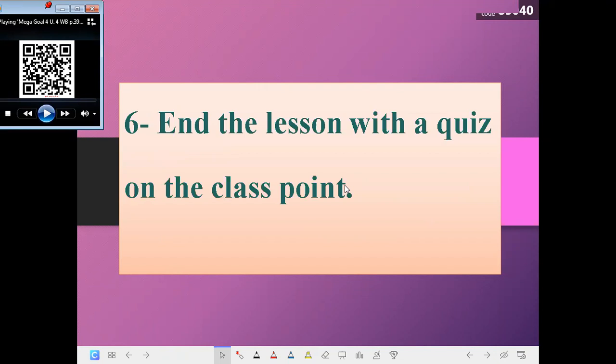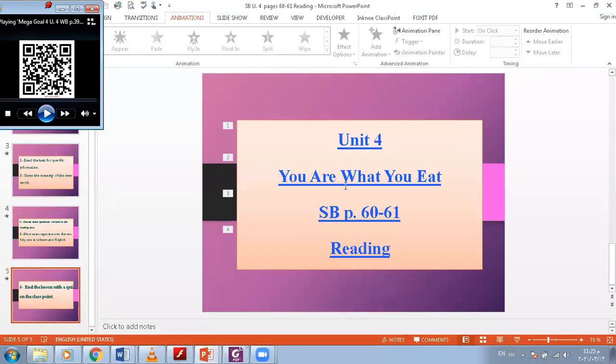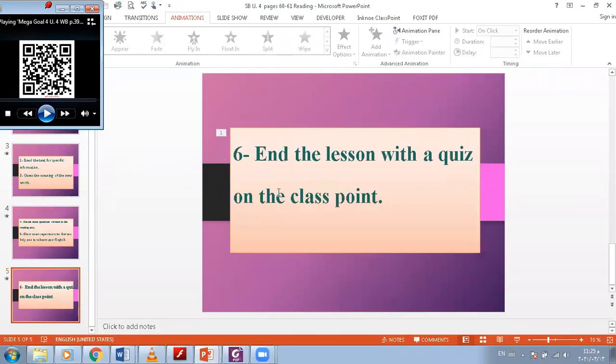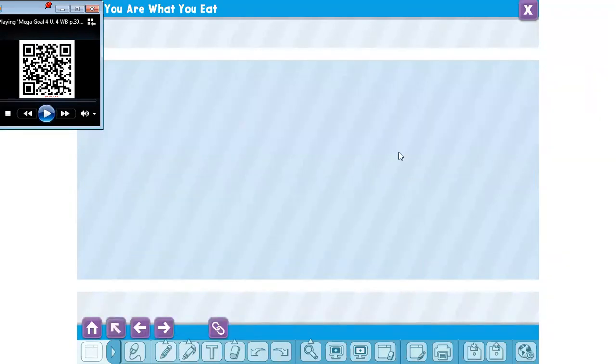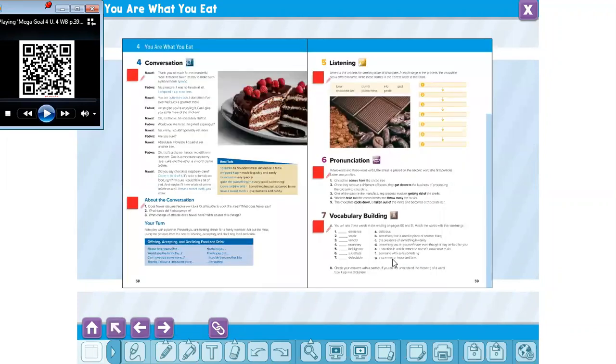Okay, now my dear students, let's go to the first part. It's about the homework. At first, I want you to open your student book on page 59, to check the homework I gave you before. I want you to open on exercise 7, vocabulary building.